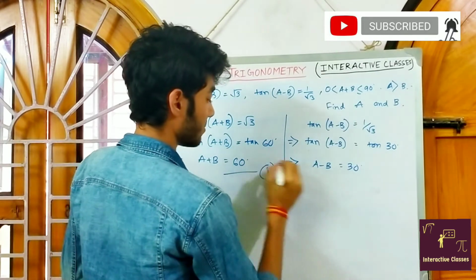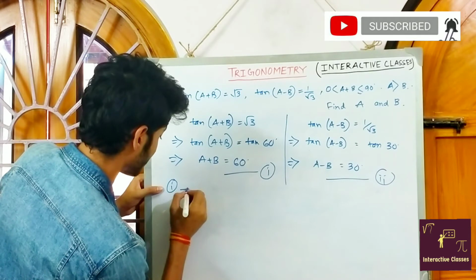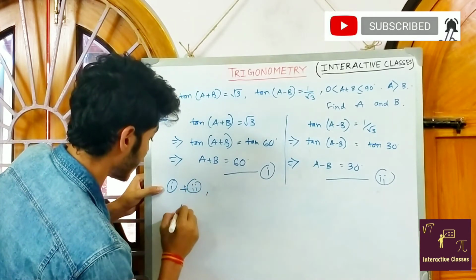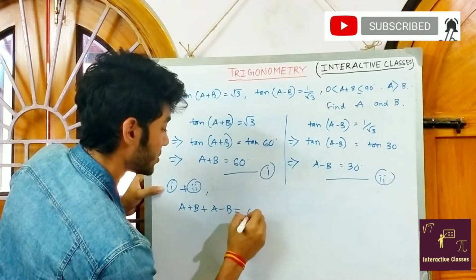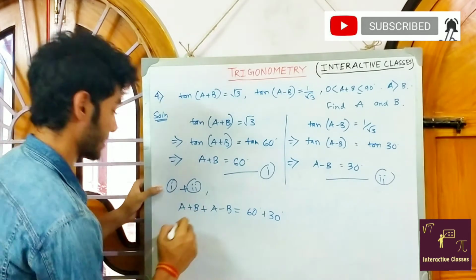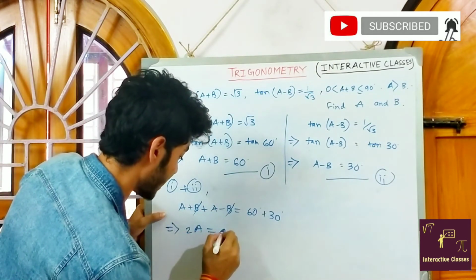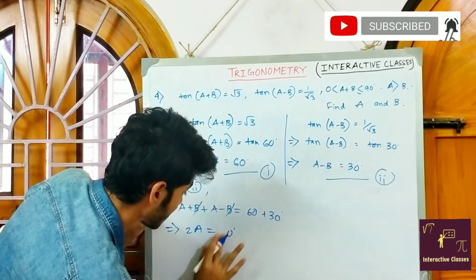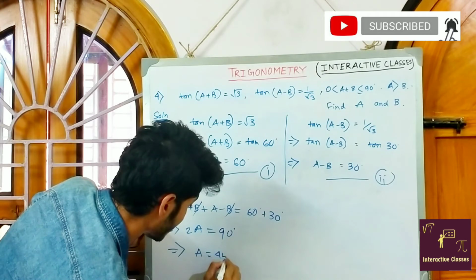So similarly, by giving 1 and 2, by solving 1 plus 2, we get a plus b plus a minus b, that is 60 plus 30, that is b gets cancelled, that is 2a equals to 90 degree, that is a equals to 45.